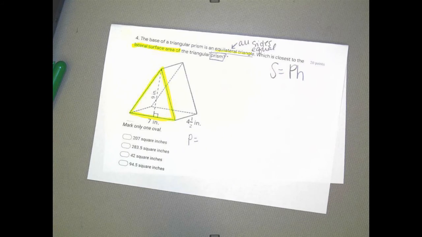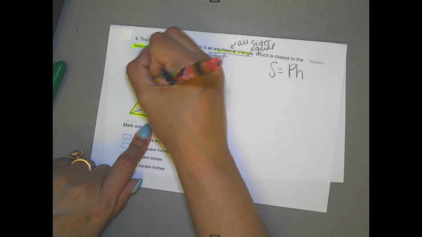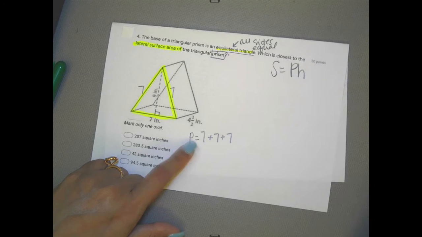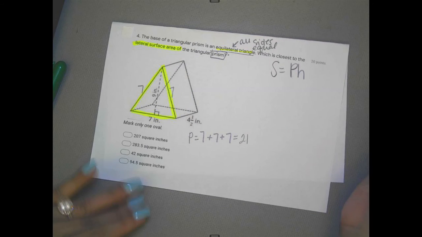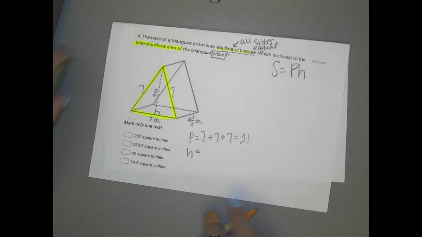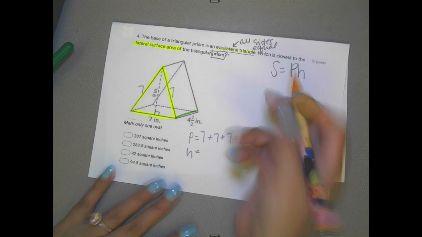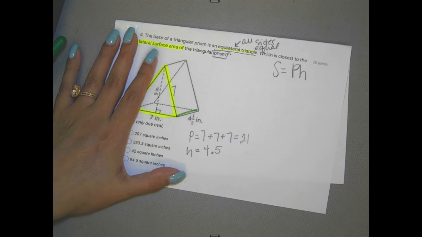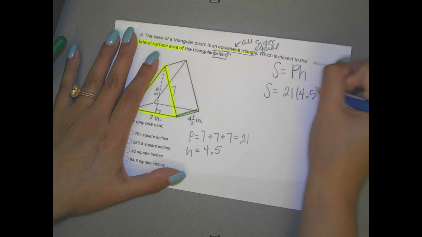So if my picture shows me that one side is 7, and I know that all sides are equal, that means this side will be 7 and this side will be 7. So my perimeter is 7 plus 7 plus 7, or 7 times 3, which is 21. And then I know that my height is my distance between my two triangles. And so from this front triangle to the back triangle, that's going to be 4.5. But I'm going to turn that into a decimal for my calculator, and I'm going to do 4.5. So S equals 21 times 4.5.